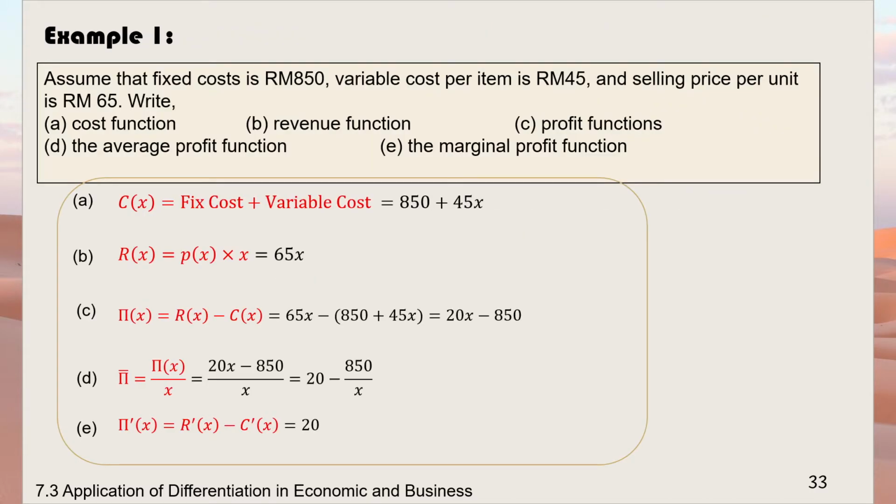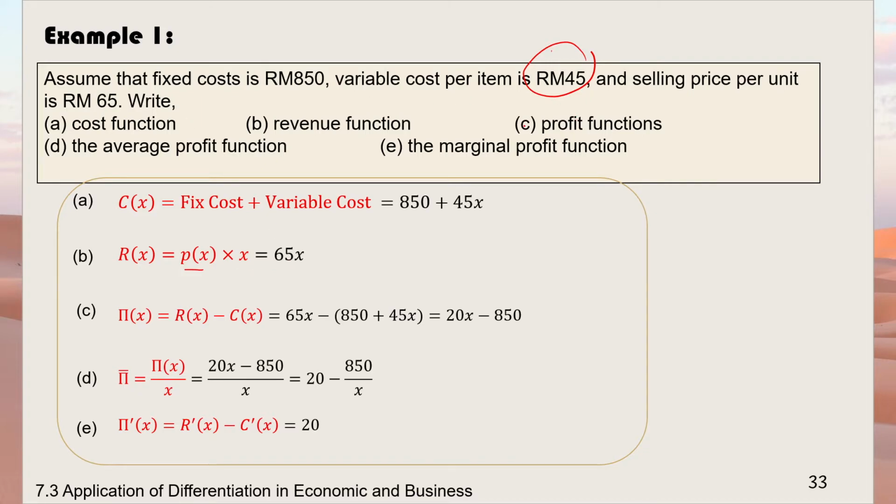So now we look at one example. First example, assume that the fixed cost is 850, variable cost per unit is 45, and selling price per unit is 65. First thing, they ask you to write the cost function. Our cost function is the fixed cost plus variable, so it's 850 plus 45x. What is revenue? Revenue is our price times how many units we sell, so it's 65x.